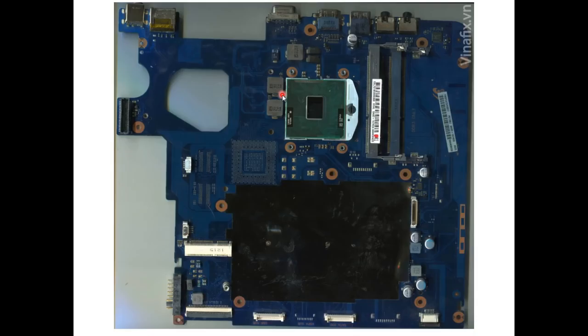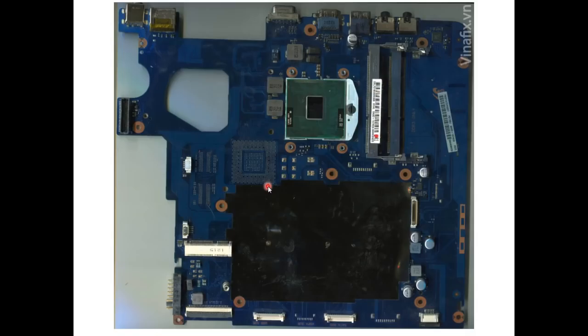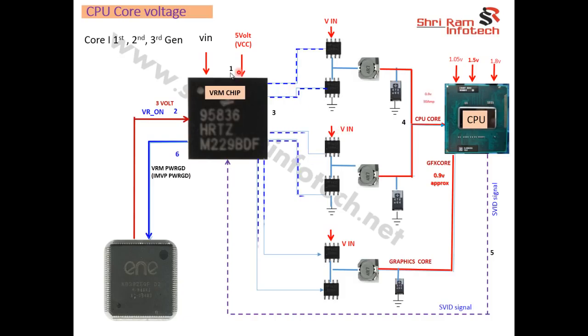There are so many reasons this voltage is not generating. So you can check the voltage here. If the voltage is not coming here, then first you have to check these voltages, that is the VIN voltage, 18 volt, the adapter voltage, and then this 5 volt, the VCC voltage. If these voltages are coming, then you have to check this VR ON signal.